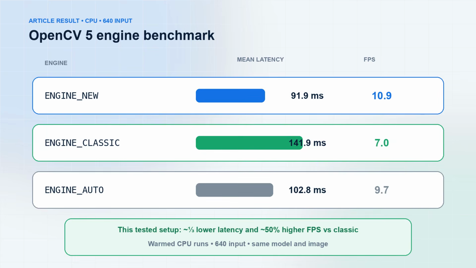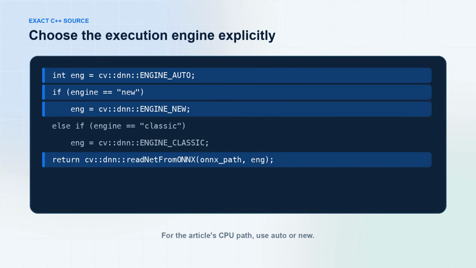That is roughly a third less processing time required per frame. It is a massive win for real-time edge applications, allowing for much smoother video analysis, and it's achieved just by switching your engine argument to new or auto in your initialization code.